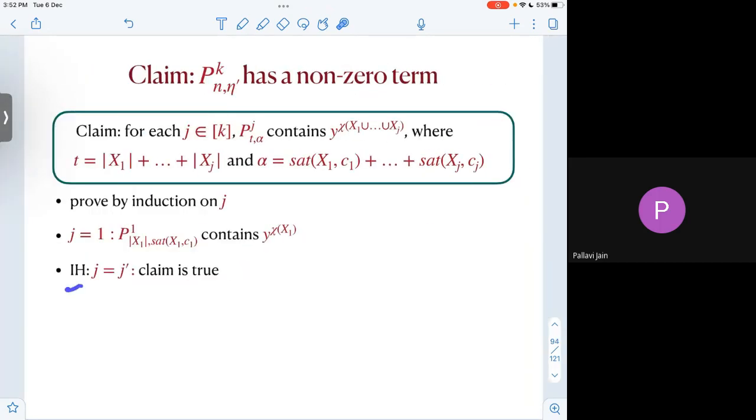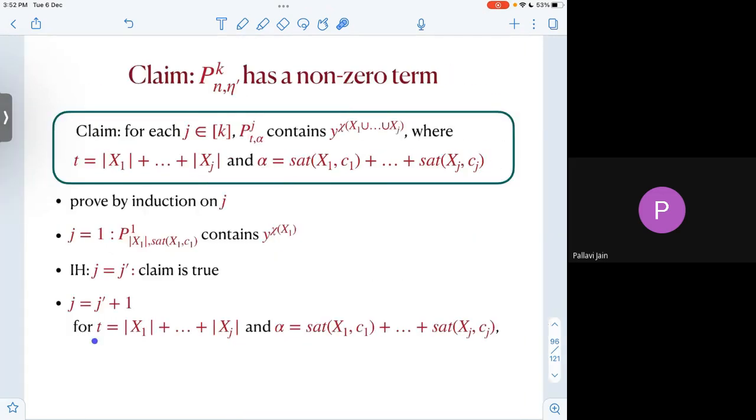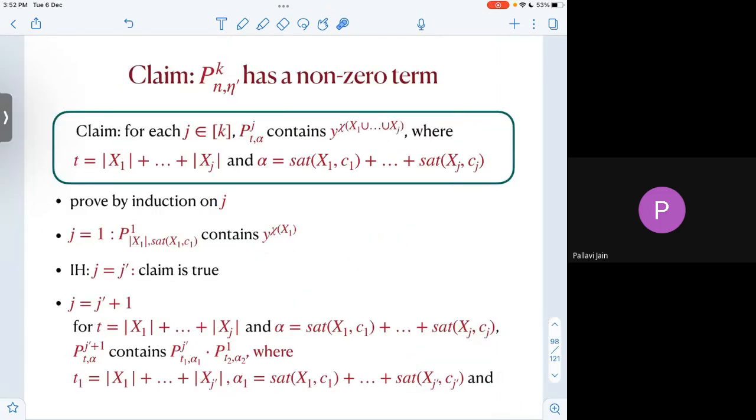So for the induction hypothesis, let's say it is true for j equal to j prime. This is a simple induction. For j equal to j prime plus 1, look at this particular T, x1 up to xj, and this particular alpha. Now the claim is that for P t alpha j prime plus 1, when you do this multiplication, you will consider this term, where T1 is this, alpha 1 is this, T2 is the remaining, alpha 2 is the remaining.